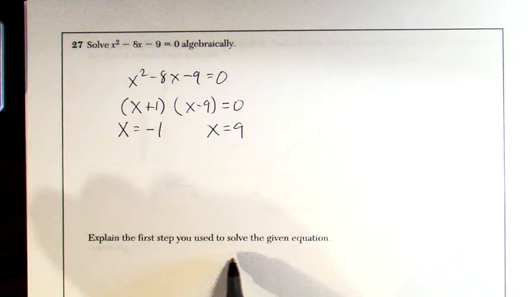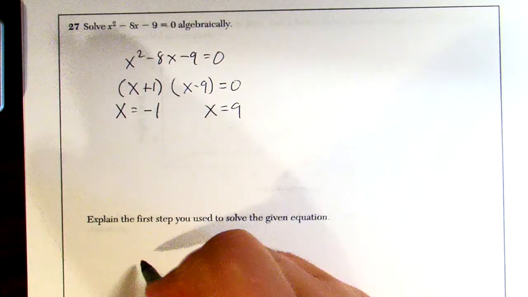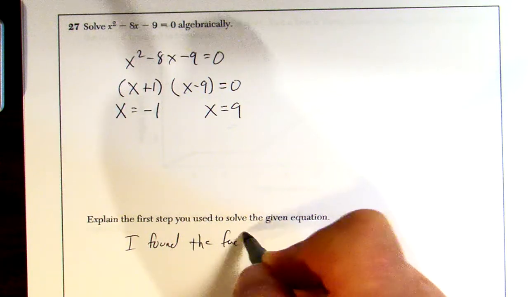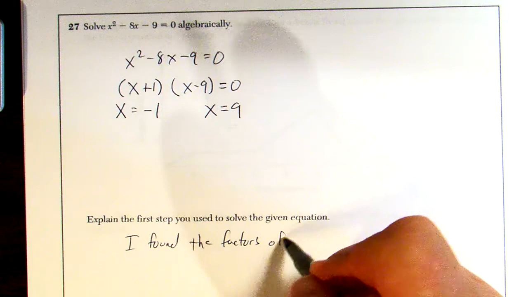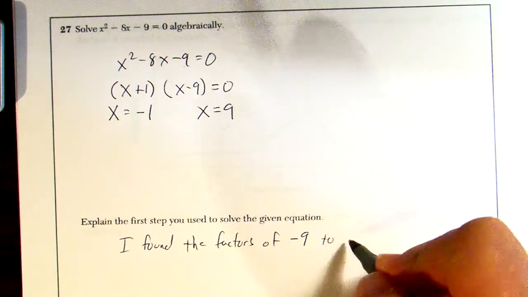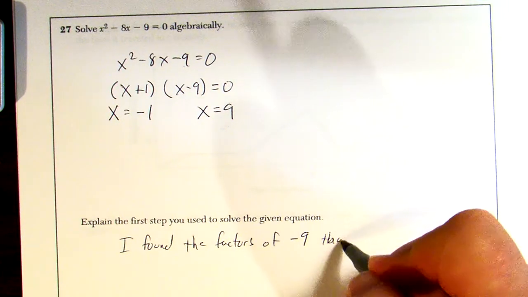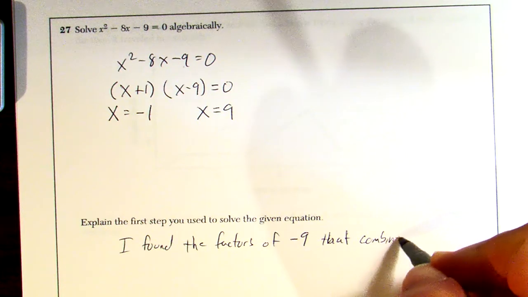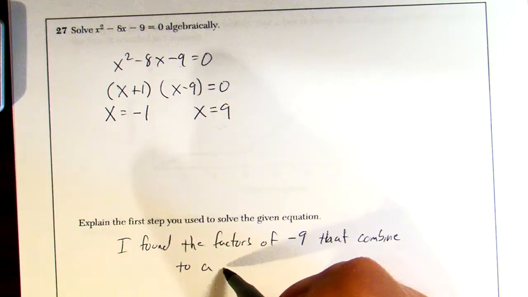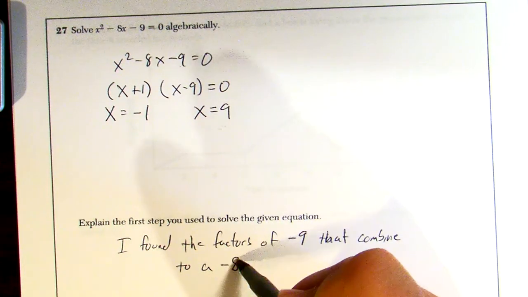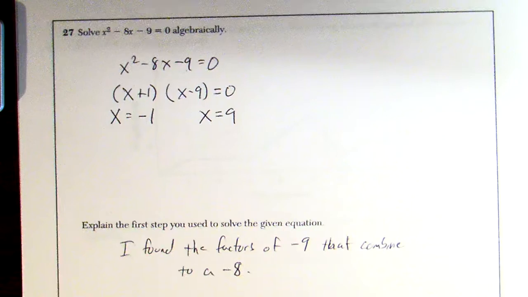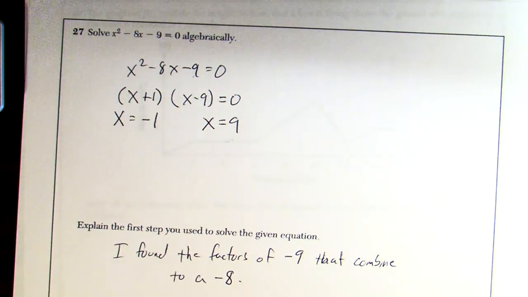So explain the first step you use to solve the given equation. You could say, I found the factors of negative 9 that combine to a b of negative 8. And you can say that. That'll give you your 2 points. Okay, moving on.